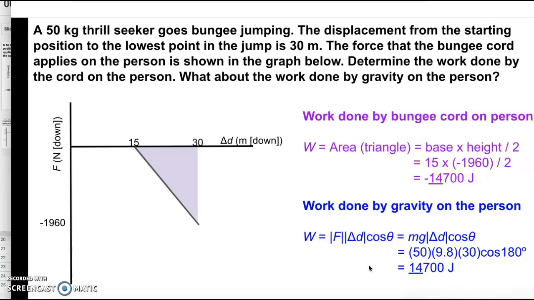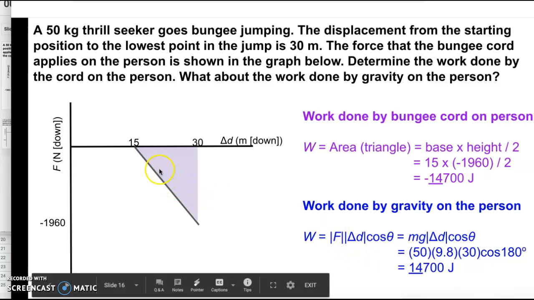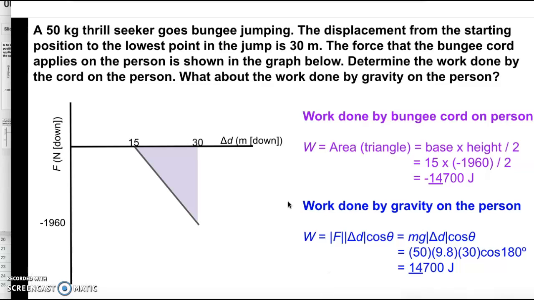So what you'll do is a few practice questions. Some of them will require you to calculate work with area. Some of them will require you to use the formula. Some of you will require both. And then you can submit it if you want to get feedback, but it's not mandatory to submit it.